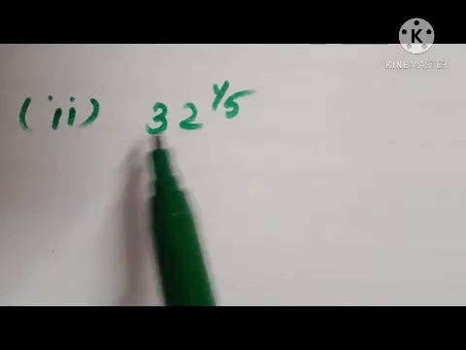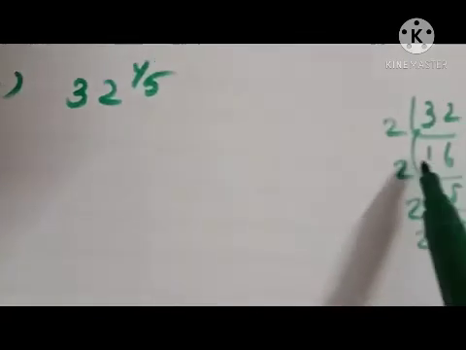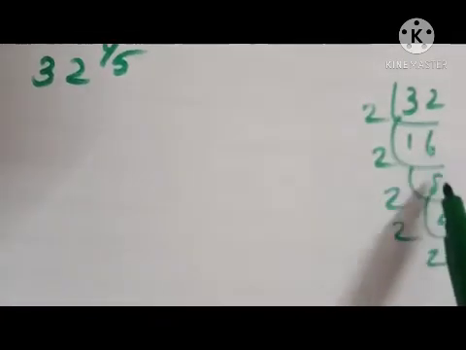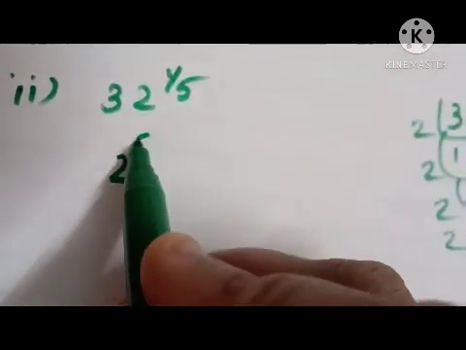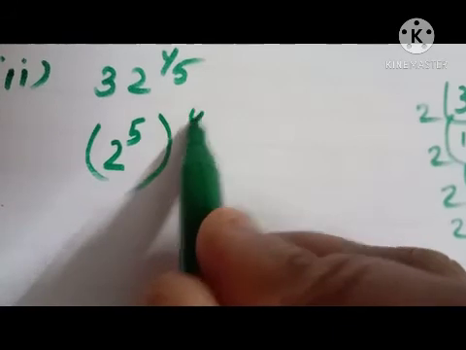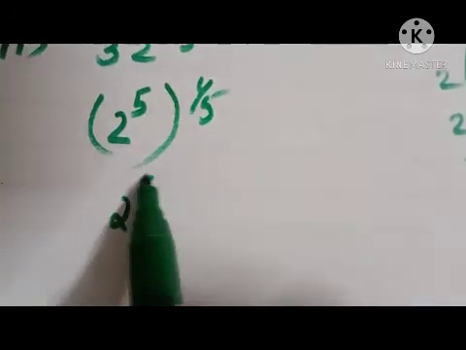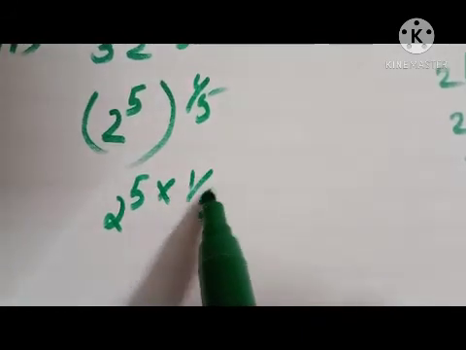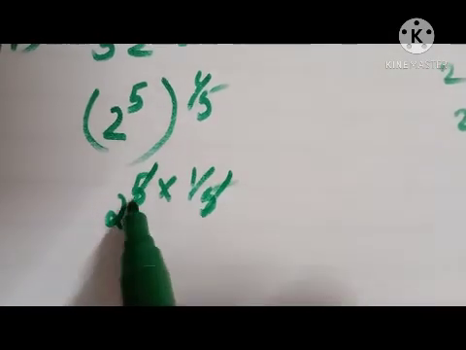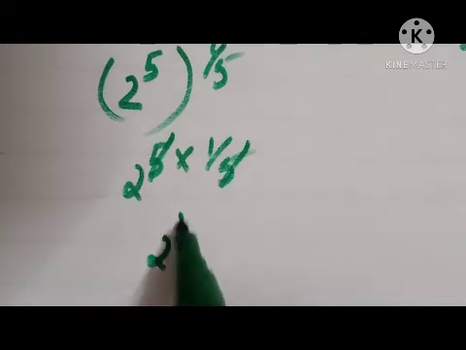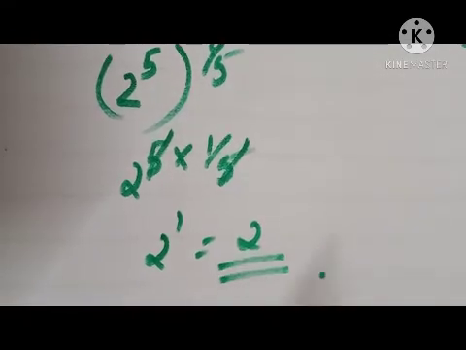Next question is 32 raised to 1 by 5. So here we have to prime factorize 32. Then we will get 2 raised to 5. So here we can write 2 raised to 5 whole raised to 1 by 5. So 2 raised to 5 into 1 by 5. Power of a power, then we have to multiply the powers. 5 and 5 will cut, then what will we get? 2 raised to 1, that is equal to 2.